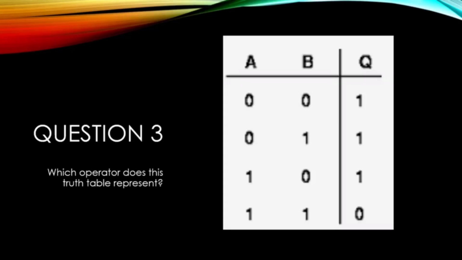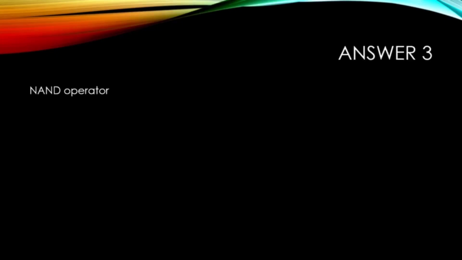The third question is, again, which operator does this truth table on the right represent? And it will be the NOT AND operator.